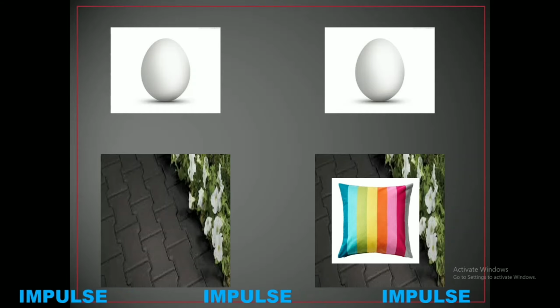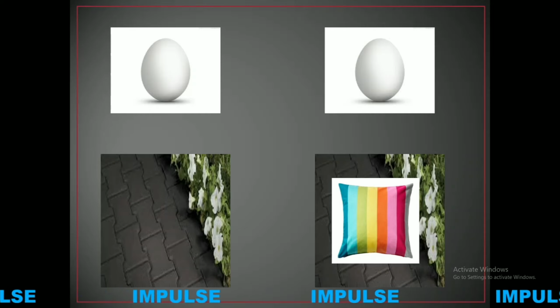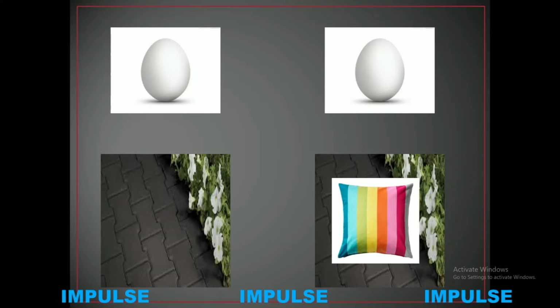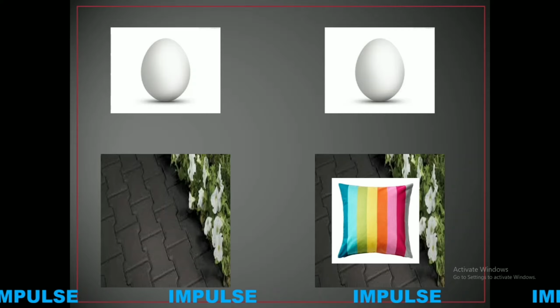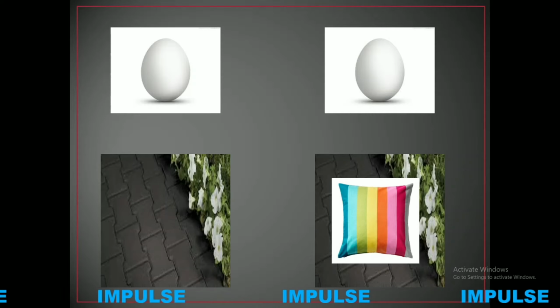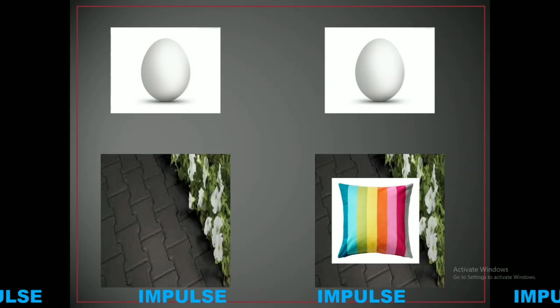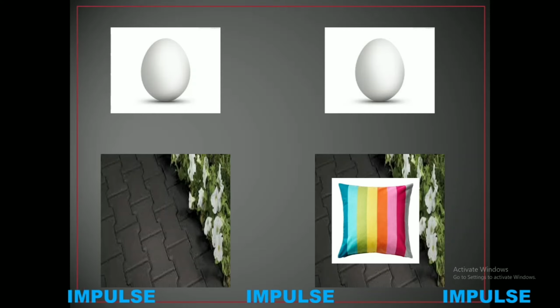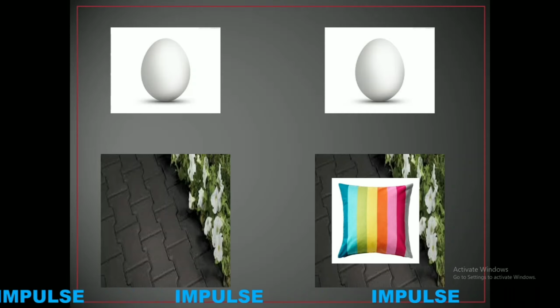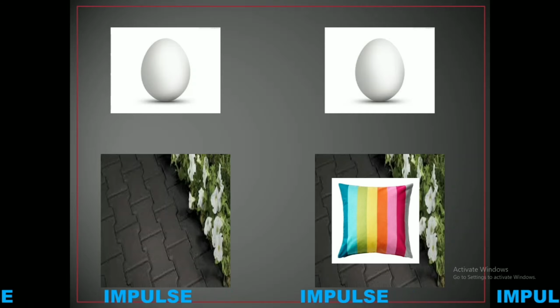That's correct. The first egg is more likely to break than the second egg. That is because the change in momentum imparted on the second egg, instead of happening instantly, will be delivered in the entire duration of the contact to the pillow on the floor.